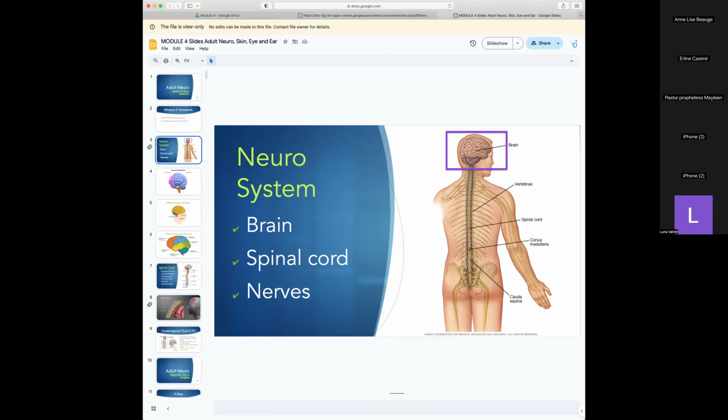Okay, so let's just go back a little bit. This picture here shows you your neurological system. The neural system consists of the brain, the spinal cord, and the nerves. Can everyone hear me well?